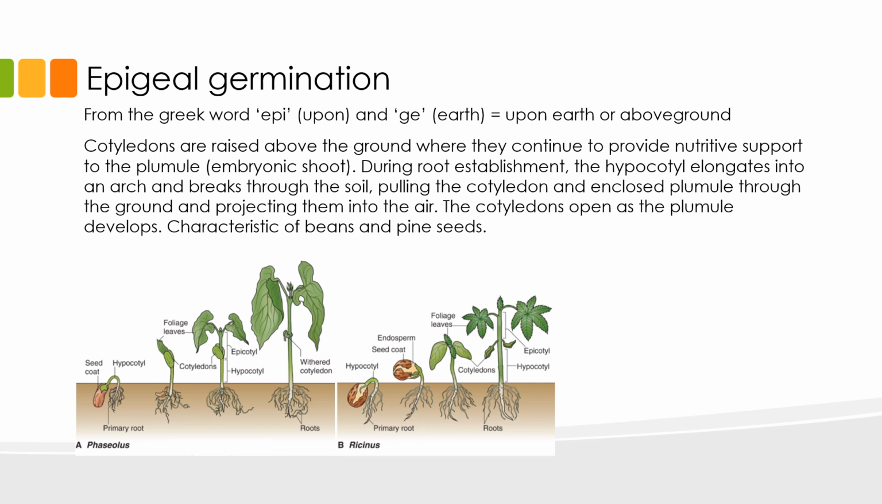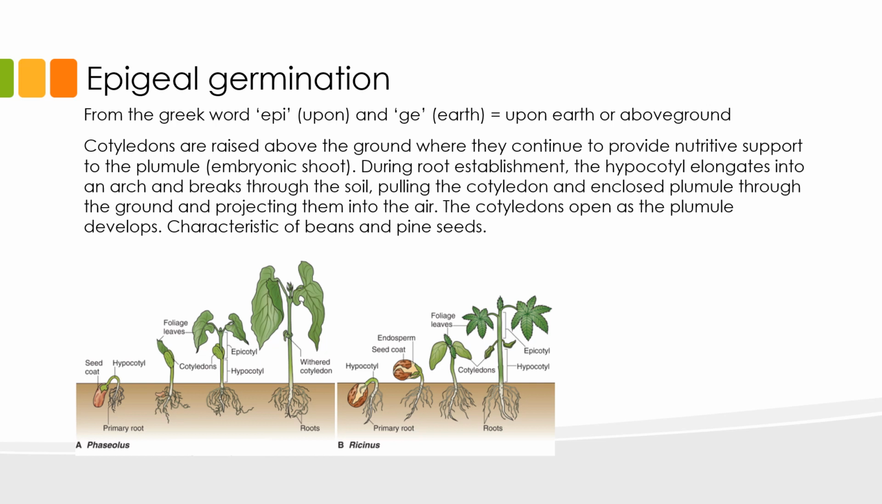or the embryonic shoot. During root establishment, the hypocotyl elongates into an arch and breaks through the soil, pulling the cotyledon and the enclosed plumule through the ground and projecting them into the air. The cotyledons open up as the plumule develops. This kind of germination is characteristic of beans and pine seeds.